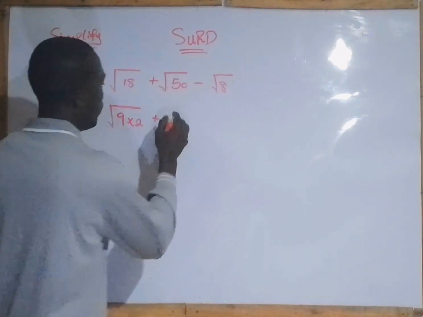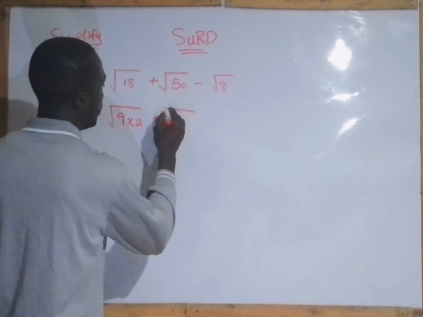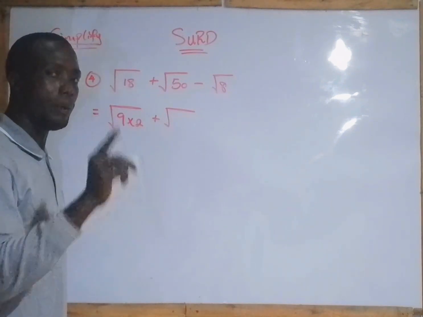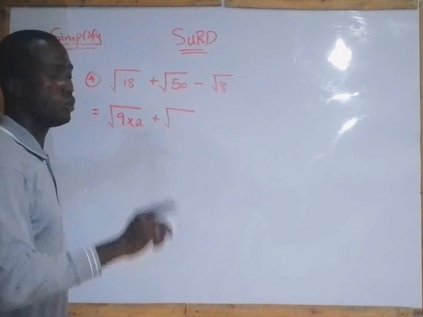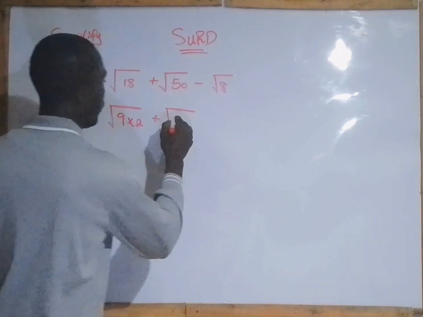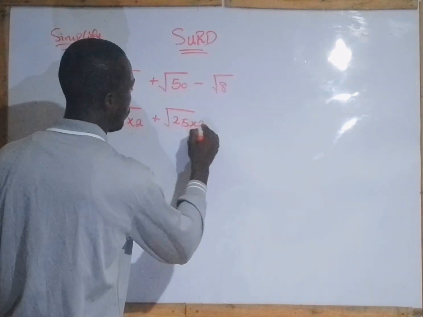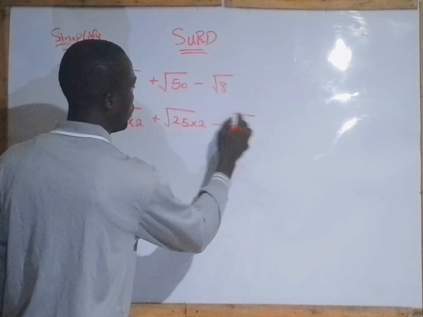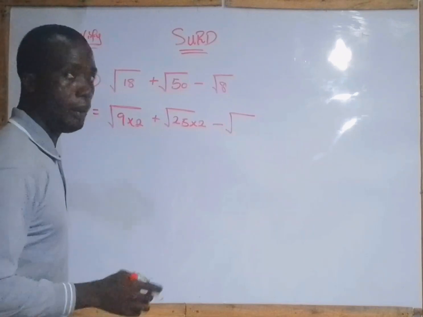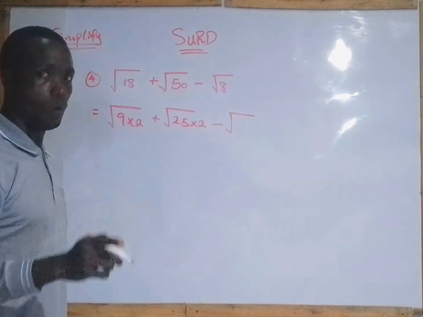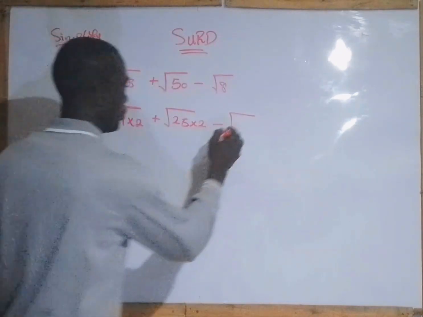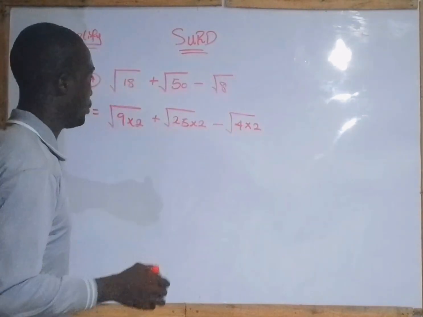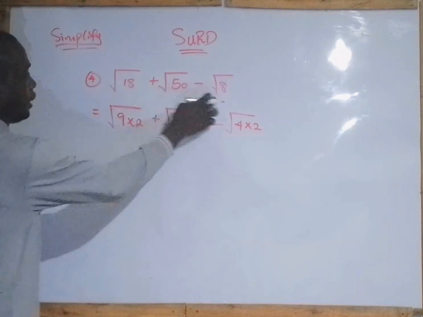in this one now, we have 50. 50 divided by 2 gives us 25. The square root of 25 will give us 5. So we are good to go. So we have 25 times 2 minus, in this place we have 8. 8 divided by 2 will give us 4. The square root of 4 will give us 2. So we say 4 times 2. So we have been able to expand this out.